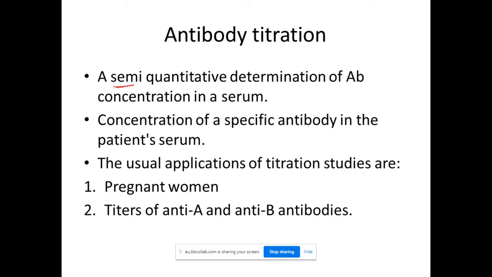It's a quantitative determination of antibody concentration in serum. So it will not give me the exact value, but it may give me a range. We expect the titration to be more than this value and less than that value. In any semi-quantitative test, it will not give you the exact number. It's not qualitative, so not just positive or negative. It's more specific, but it will not give you the exact amount. It will give you a range.